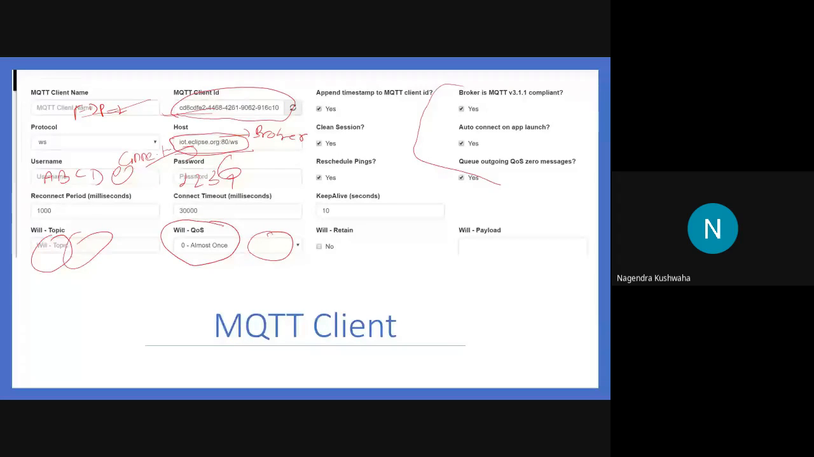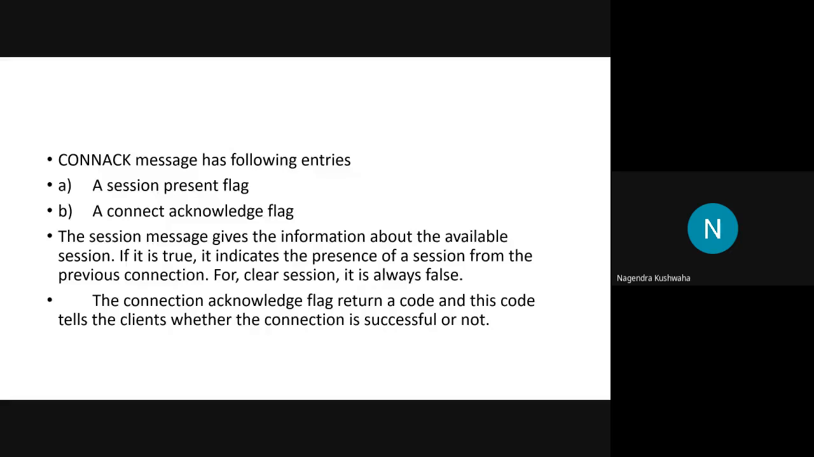So this is the structure of MQTT client. Next is, what does the connect message have? The connect message is sent by the broker to the client in response to a connection request, right? Sorry. The connect message has two flags: the session flag and the connection acknowledgement flag, right?